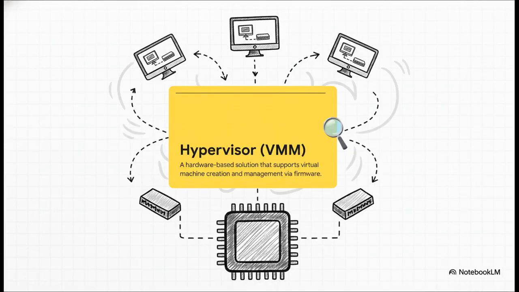Now, the key word here, the most important part, is illusion. See, the hypervisor is a master trickster. It fools each guest operating system into thinking it has its own private computer. The OS thinks it's talking to the real CPU, the real memory, but nope. In reality, the hypervisor is the puppet master pulling all the strings from behind the scenes.